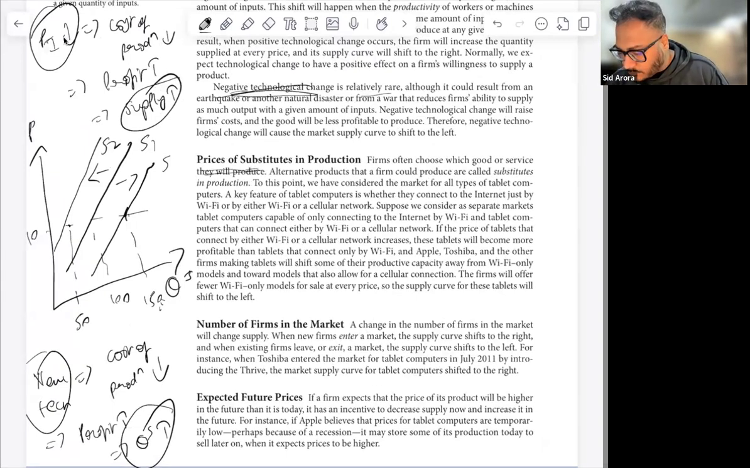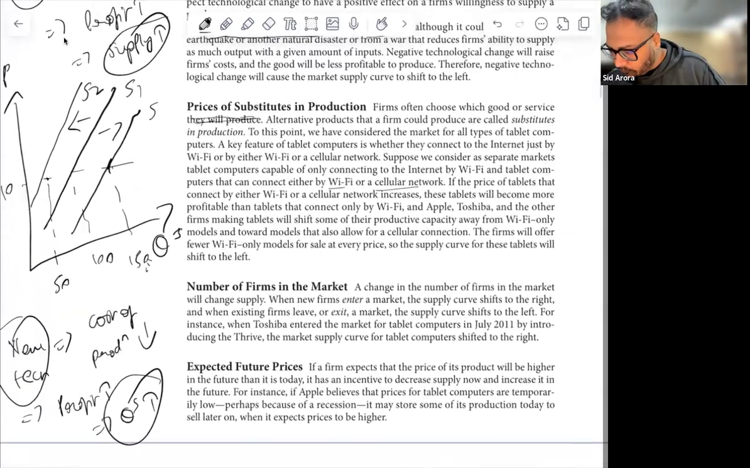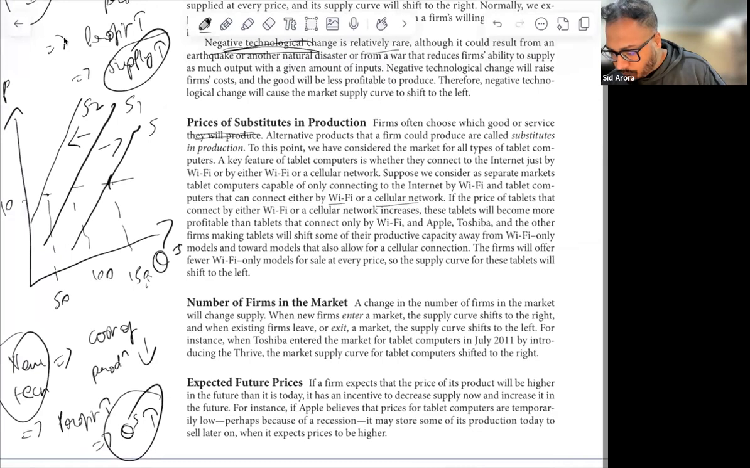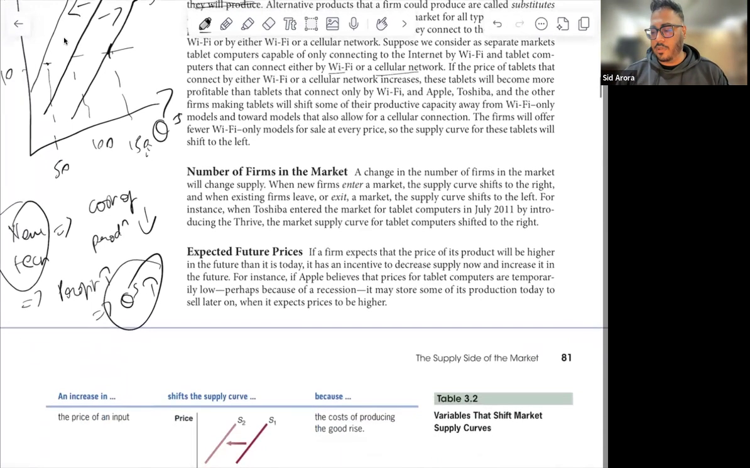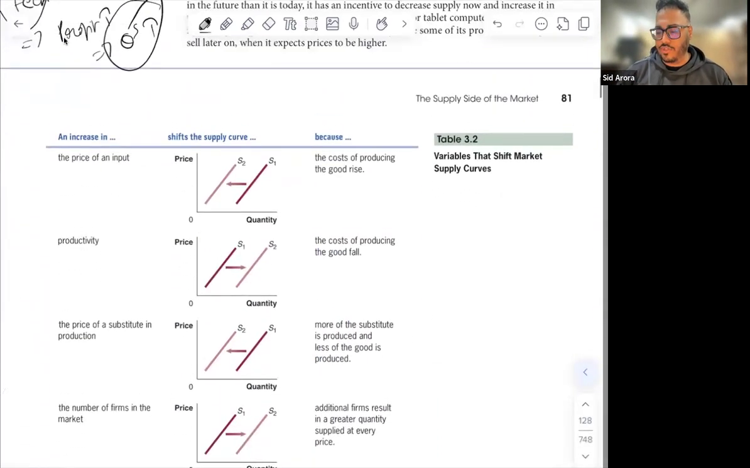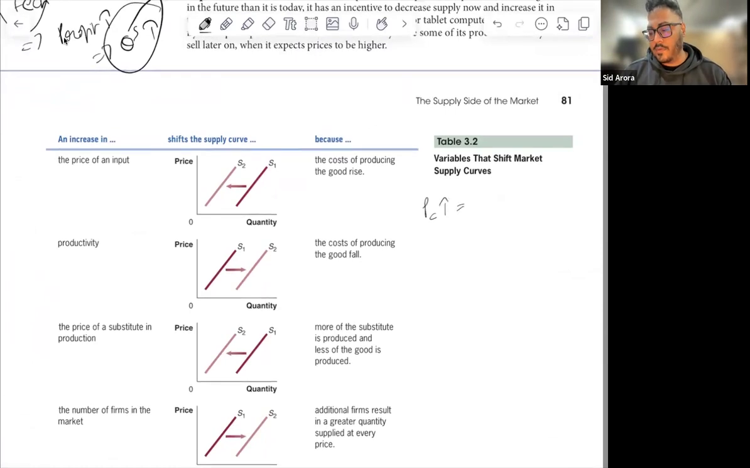I guess, Wi-Fi or cellular network, right? So if you're selling tablets, for example, if you're selling iPads, you have the Wi-Fi version and you have the cellular version, right? Those would be an example of substitutes for the producer, right? So let's say we're looking at the Wi-Fi version, okay? If the price of the cellular version of the tablet goes up, then the cellular version becomes more profitable for you, right?